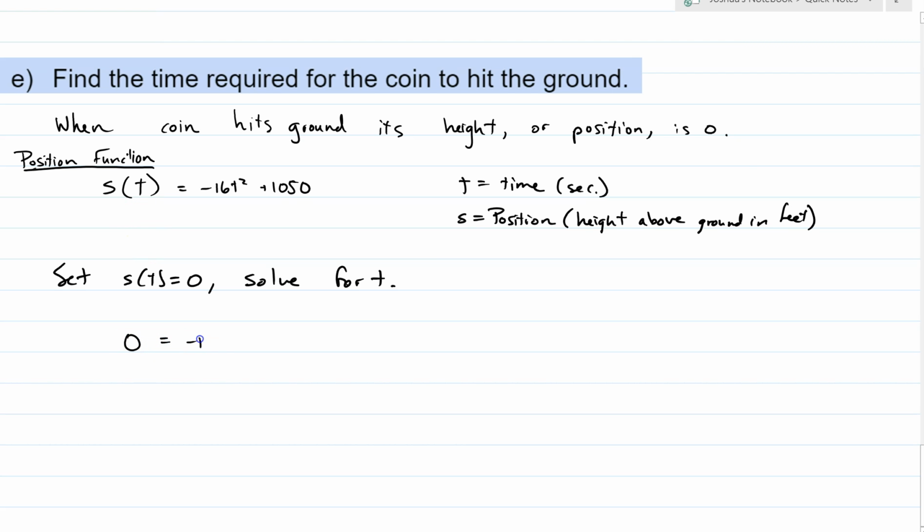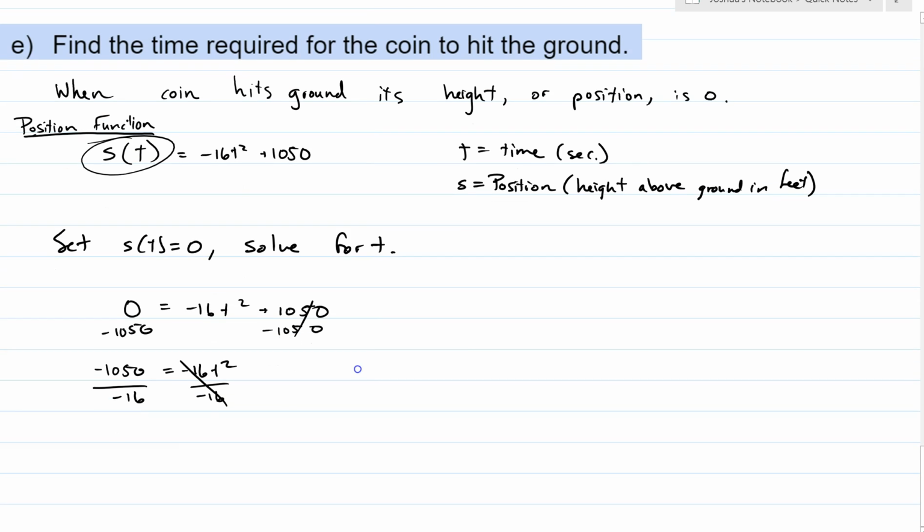So, pretty simple. Once you know what to do, this is good review of Chapter 2 stuff, polynomials. You change one side of the equation, the s of t side, to 0, and then you solve for t. Now this is a quadratic, right? It's t squared, but there's no middle term. So the fastest way to solve this is subtract over 1050, and then divide both sides by negative 16 to isolate t squared. I'm going to need a calculator for this. So that's 65.625, and then if you want t, take the square root of both sides. So t is approximately 8.10 seconds.